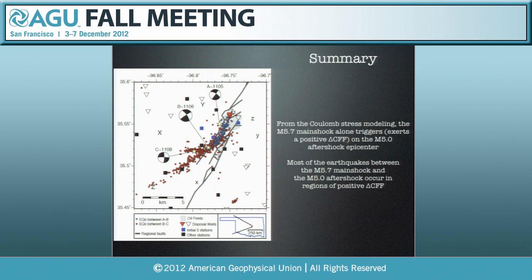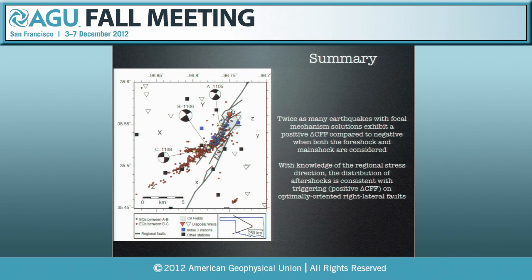If we look at between event B and event C, we also see a positive change in Coulomb stress. And most of these earthquakes also plot in regions that have a positive Coulomb failure. Also, twice as many earthquakes have focal mechanism solutions that exhibit these positive Coulomb stress changes compared to the negative. And with knowledge of the regional stress direction, again, we're seeing that triggering is the case here.